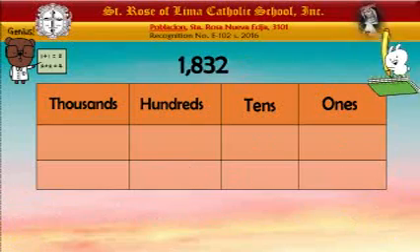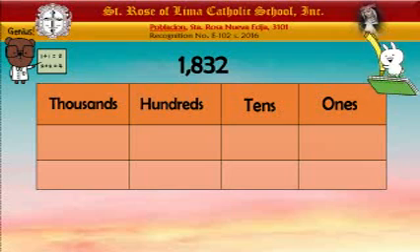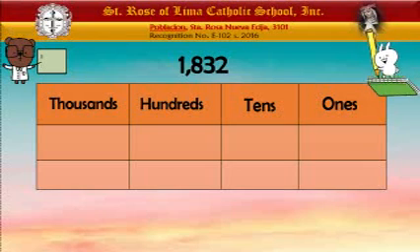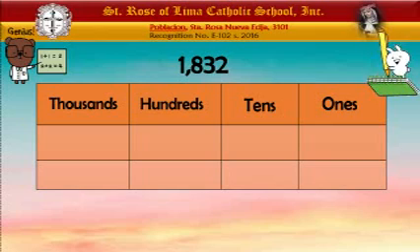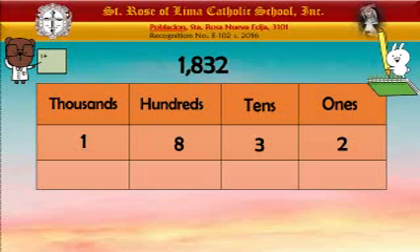Another one is we have here 1832. Let's put it in its place value. So the place value of 2 is ones, the place value of 3 is tens, the place value of 8 is hundreds, and the place value of 1 is thousands.